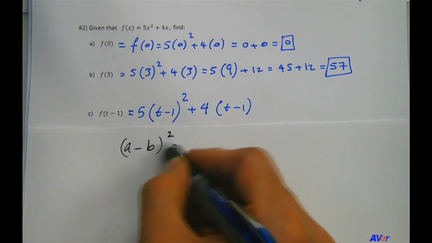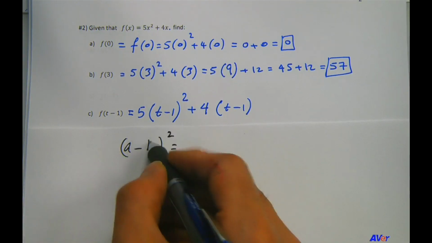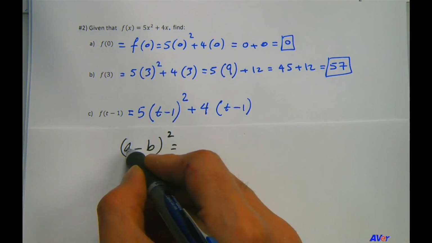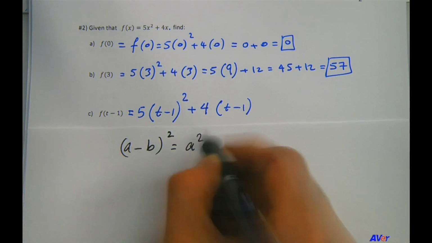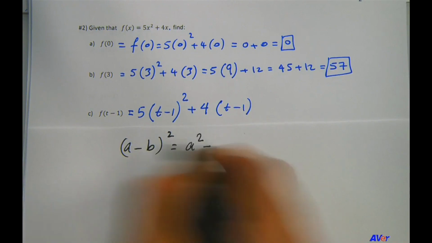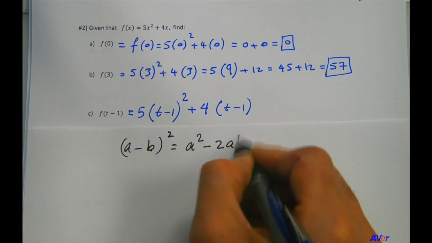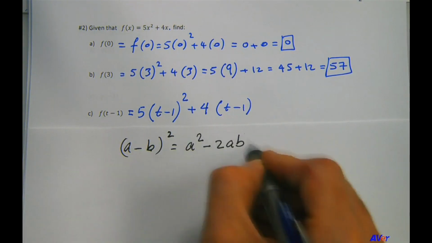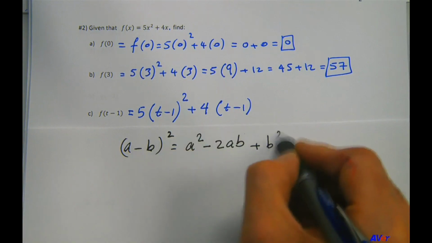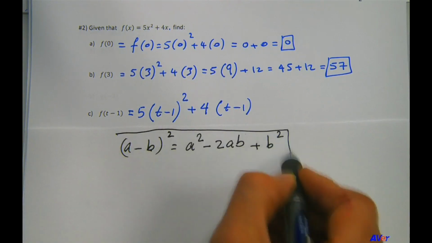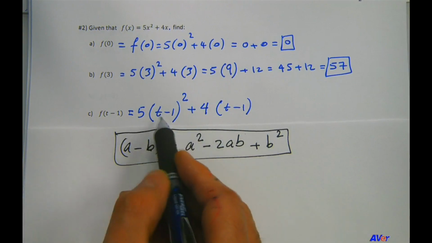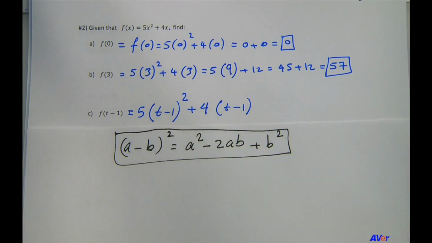We have a special product formula here: if you have a minus b squared, then it's the first term squared, minus twice the first term times the second term, so minus 2ab, plus the second term squared. That's a formula. If you remember this shortcut formula, you can quickly write down what t minus 1 squared is. If you FOIL it, like I was saying earlier, you can get the same answer, but it'll take you a while. So let's see how.